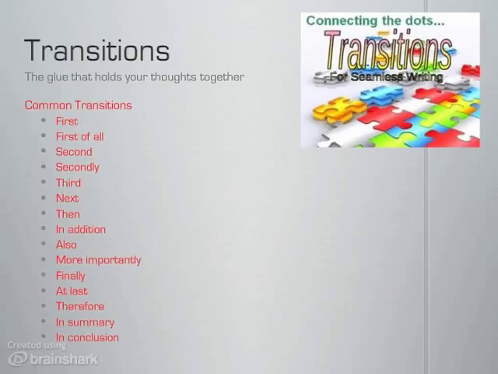Transitions are the glue that hold your thoughts together. It's very important that you transition between paragraphs. So you might use a common transition word in the last sentence of a paragraph before you get to the next paragraph, or you might use a transition word at the beginning of the next paragraph. Here are some common transition words like first or first of all, in addition, next, more importantly. These all connect paragraphs together.